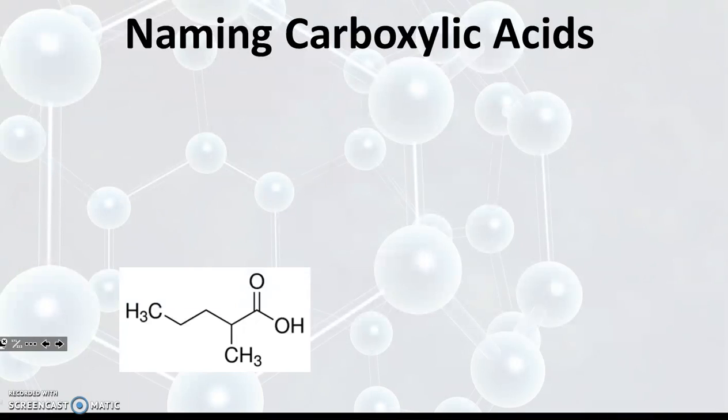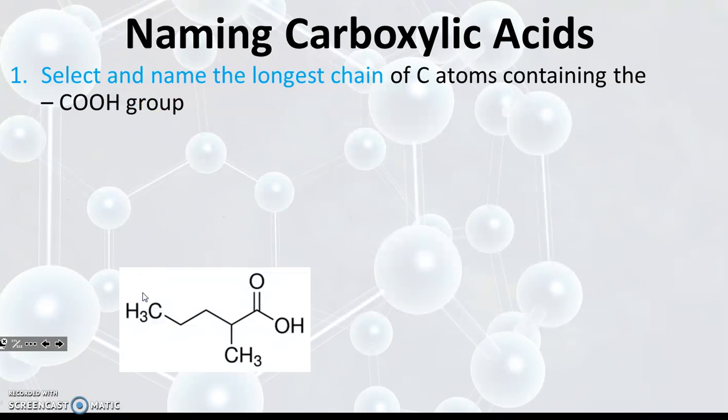Okay, so we're going to look at some steps for naming carboxylic acids here. So here's the example we're looking at. The first step you would need to do is select and name the longest chain of carbon atoms. So if I was to find and number my carbons here, I would say there's a carbon here, carbon here, carbon here, and a carbon here. So this would be my longest carbon chain. Technically right now this is a 1, 2, 3, 4, 5, so this is a pentane, the longest carbon chain.